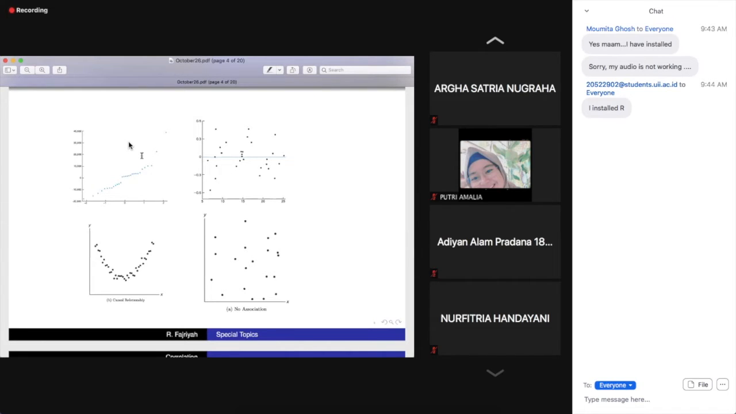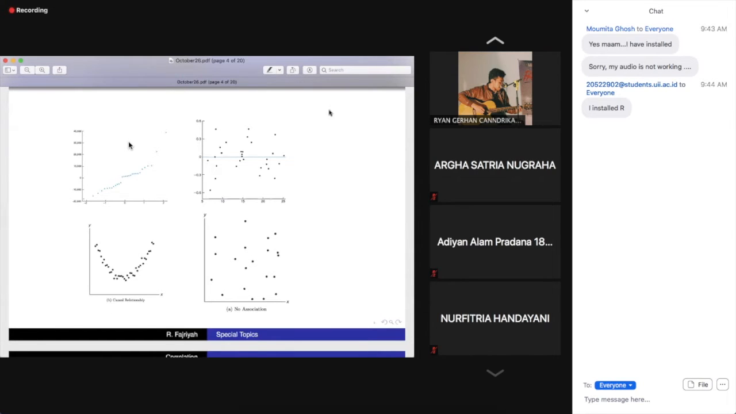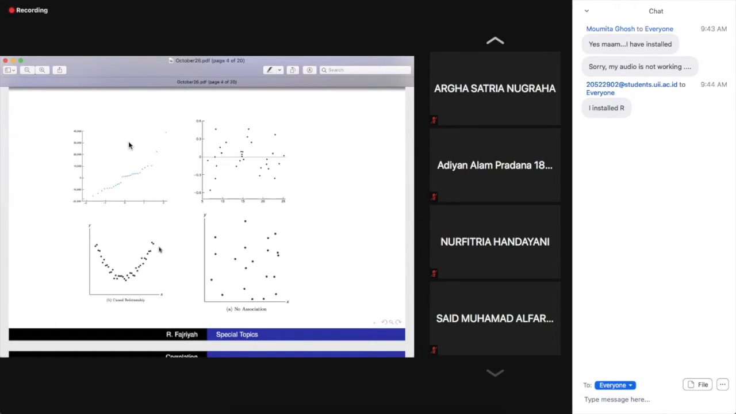Okay. We can see from the first one here between X and Y that there is association or relationship. If X is becoming bigger, then the Y is also becoming higher, okay? And for the second one, which is B in here, you can see that there is relationship or association, but it is not a linear relationship. But for the one on the top, we can see that there is linear relationship.